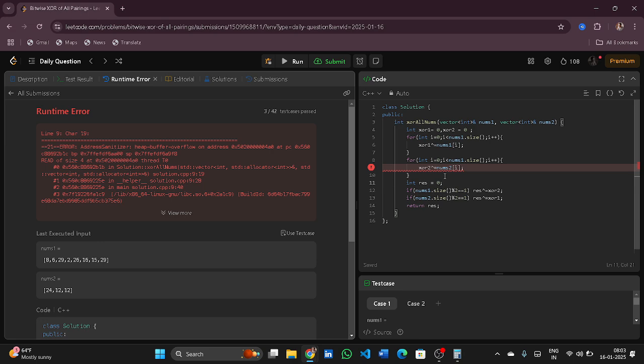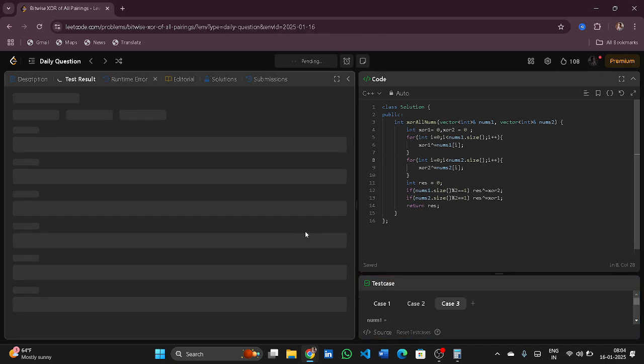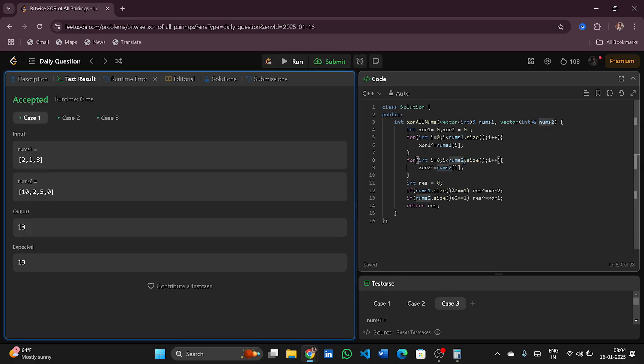XOR2 with nums2 of i, right? So sorry. Here it is nums2.size. I have considered nums1 the same here. So it's a runtime error.